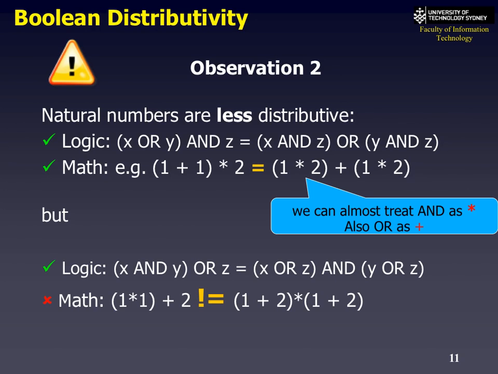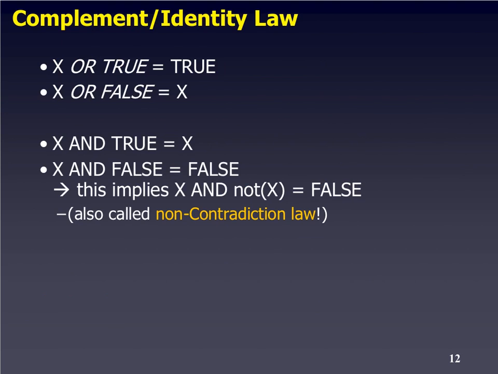So you can almost treat AND as multiplication and OR as plus, except in this situation. The complement rules are very simple. An observation: with OR statements, everything is true unless both are false. In other words, if you OR anything with true, it'll always end up being true. If you OR anything with false, you can simply discard the false statement. It'll always be this value, x.